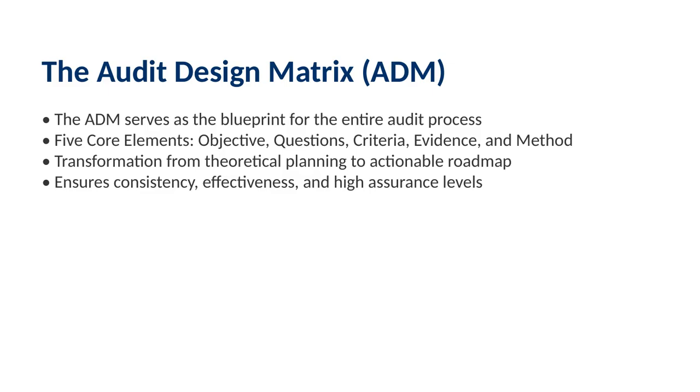A typical ADM will map out five key elements: the audit objective, the audit questions, the audit criteria, the evidence required, and the data collection and analysis method. By preparing an ADM for each objective, the team ensures that the audit remains effective and provides the highest level of assurance. It essentially transforms the theoretical plan into a practical, actionable roadmap.